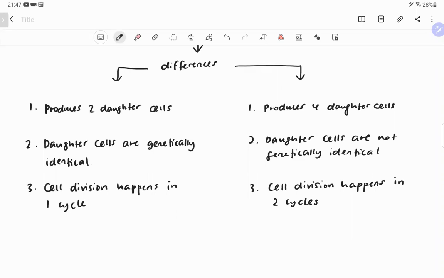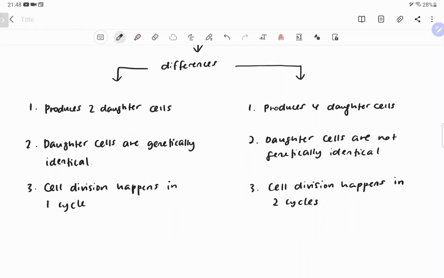The mitosis part, you can see that they undergo PMET only once, which is basically from prophase to metaphase to anaphase to telophase, one time only. They produce two identical daughter cells. But for meiosis, what happens is that there will be two cycles in the cell division.